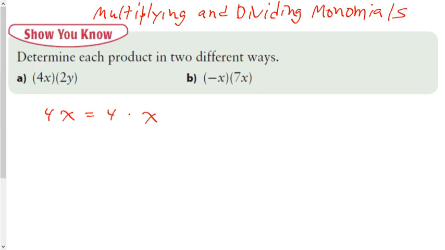So what this means is, if I think of this question, and I'm going to erase this one for a second, it's 4x times 2x instead of 2y. What this really says is 4 multiplied by x multiplied by 2 multiplied by x. Okay? 4 multiplied by x multiplied by 2 multiplied by x.